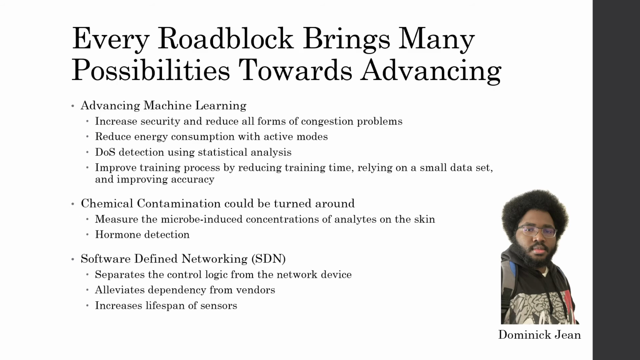With challenges comes a chance for improvement. Advancing machine learning by itself can be the answer towards many issues. Increasing security with denial of service, or DOS, detection using statistical analysis can also reduce all forms of congestion problems, leading towards reducing the energy consumption using active modes for the sensors. Intelligent sensors will know when they should lower their power usage when necessary. We can even improve the training process by reducing training time, relying on a small dataset, and improving accuracy.